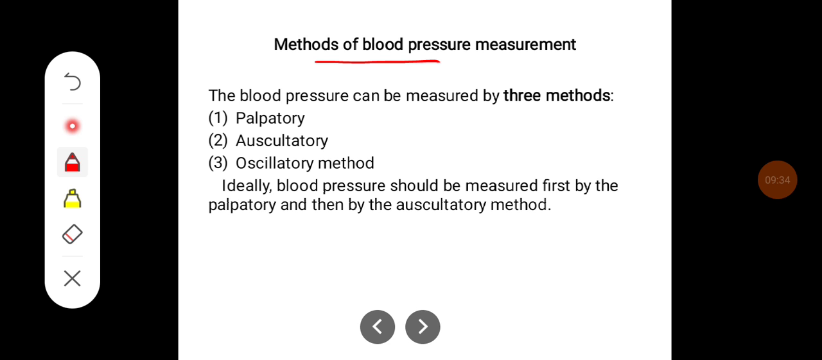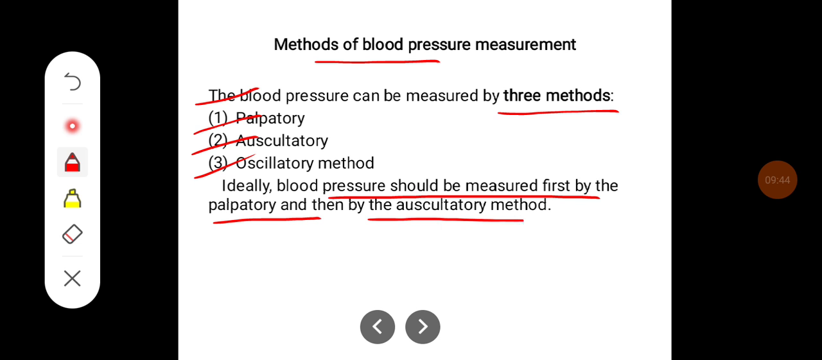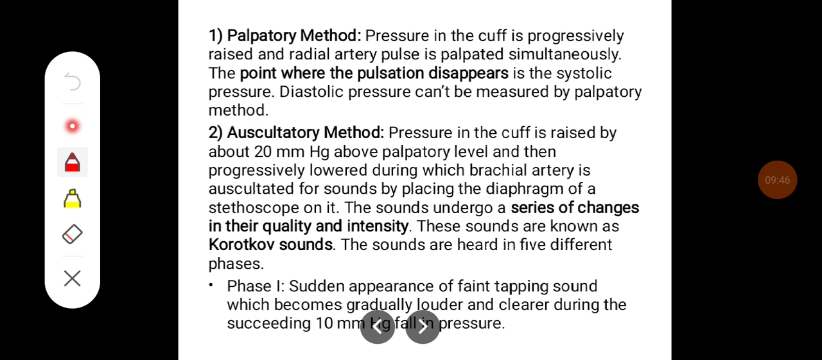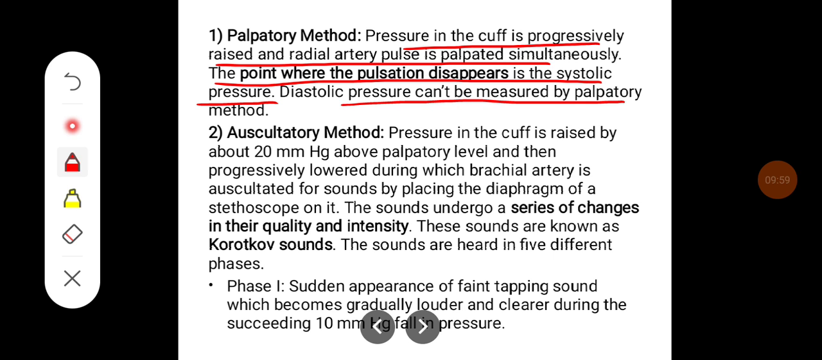Methods of measurement of blood pressure. It can be measured by three methods: palpatory, auscultatory, and oscillatory methods. Ideally, blood pressure should be measured first by the palpatory, then by the auscultatory method. In the palpatory method, pressure in the cuff is progressively raised and the radial artery pulse is palpated simultaneously. The point where the pulsation disappears is the systolic pressure. Diastolic pressure can't be measured by the palpatory method.